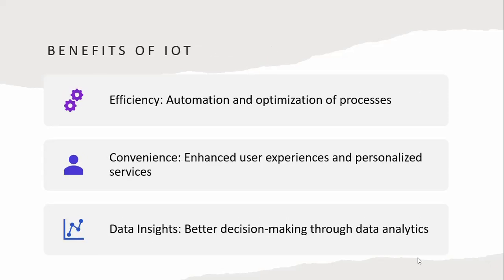Then benefits of IoT. What's the use of this IoT in our daily lives? Efficiency is increased. Automation: we are currently in 5G, and we are automating everything. Optimization of processes, everything is optimized. We need not take care of everything individually. Like someone is there to tell us something is going wrong, that is IoT. Convenience, enhanced user experience, personalized services. Data insights: we can do better decision making through data analytics. It helps in decision making also.